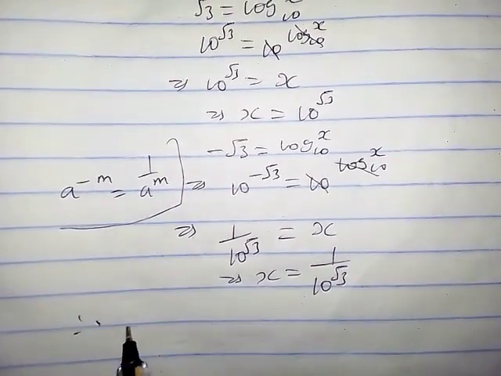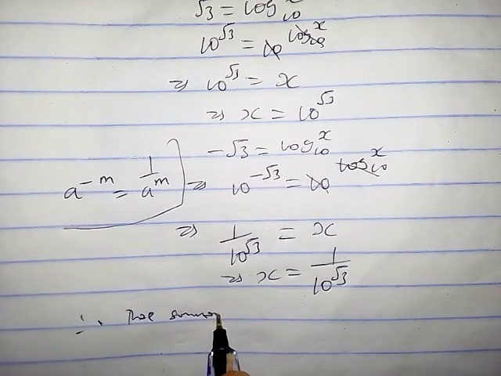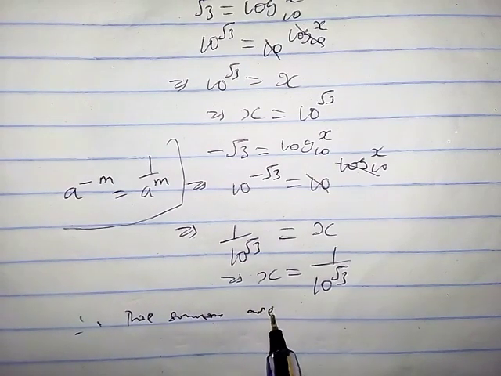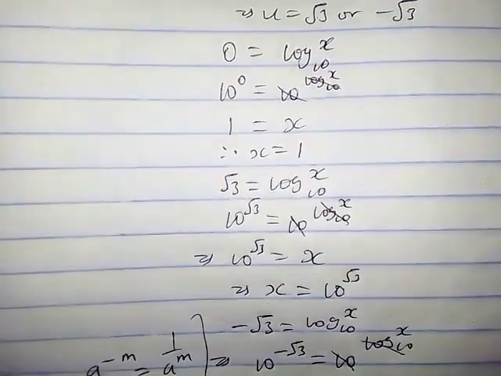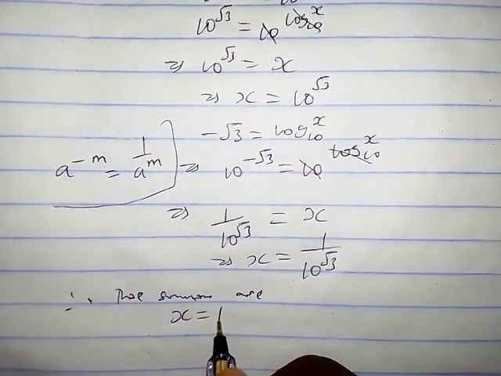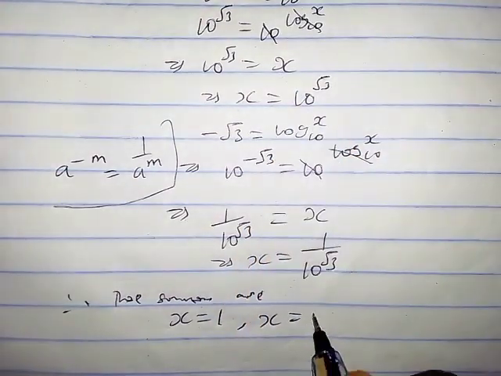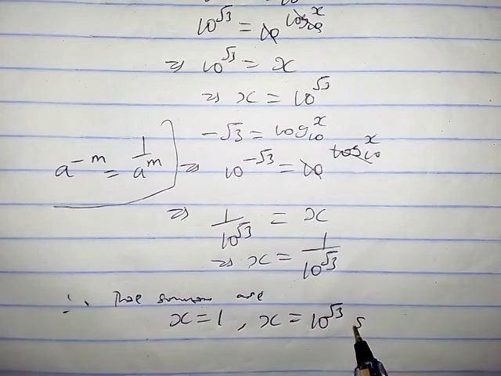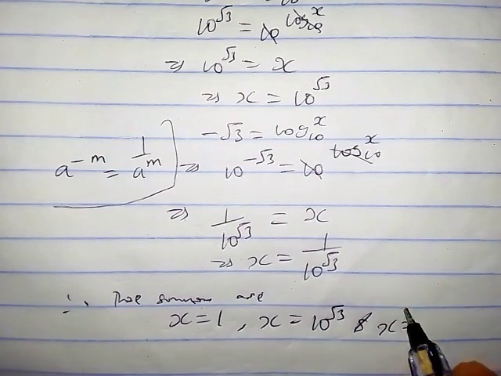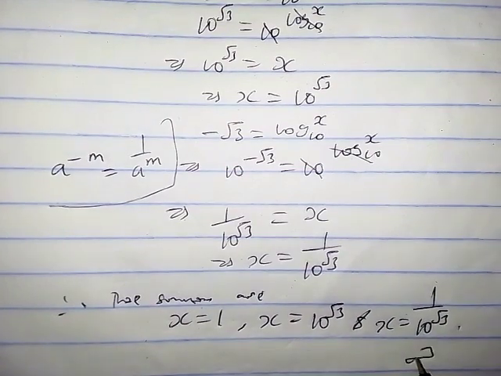Therefore, the solutions are what? The first solution that we obtained is x equals 1. The second solution is x equals 10 raised to the power root 3. And x equals 1 over 10 raised to the power root 3. So these are the solutions required. So that's it.